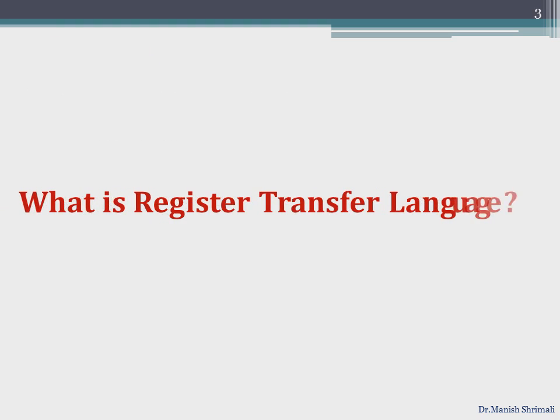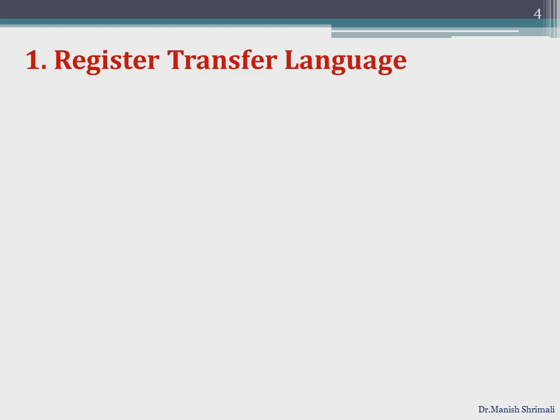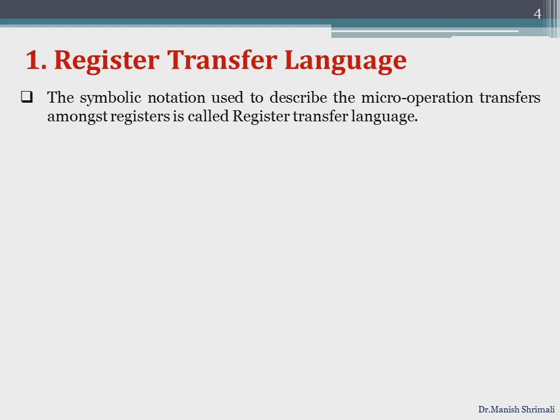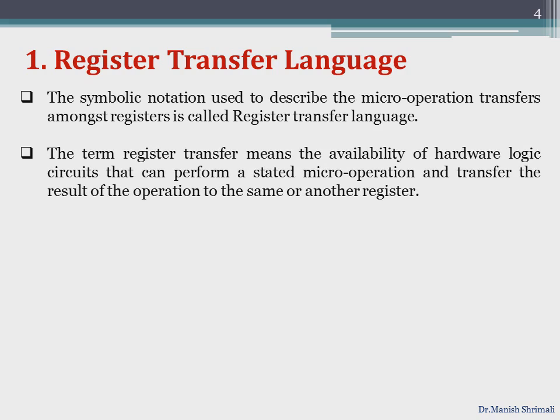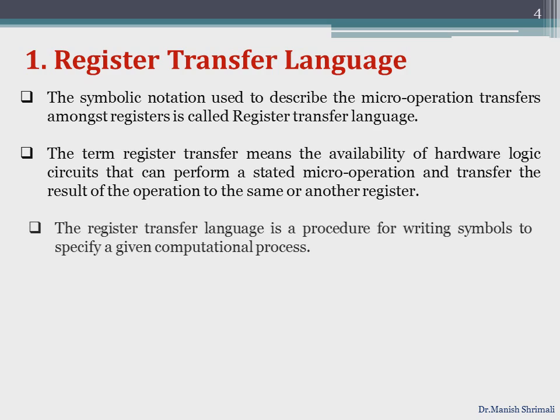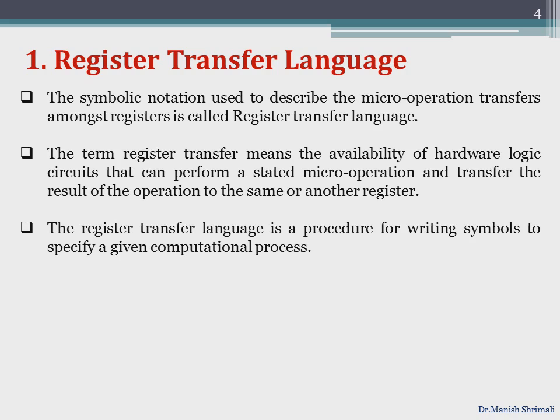So, what is a register transfer language? The register transfer language is the symbolic notation used to describe the micro operation transfers amongst the registers. Here the term register transfer means the availability of the hardware logic circuits that can perform a stated micro operation and transfer the result of the operation to the same or another register. This language is a procedure for writing symbols to specify a given computational process.